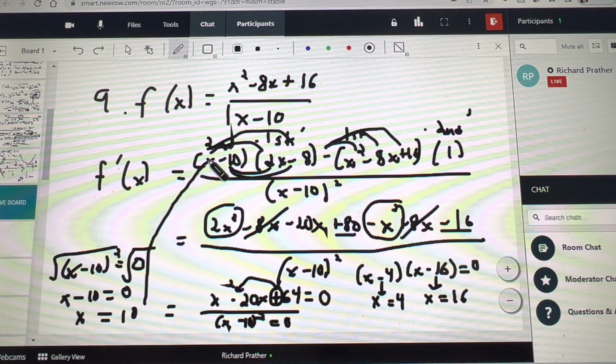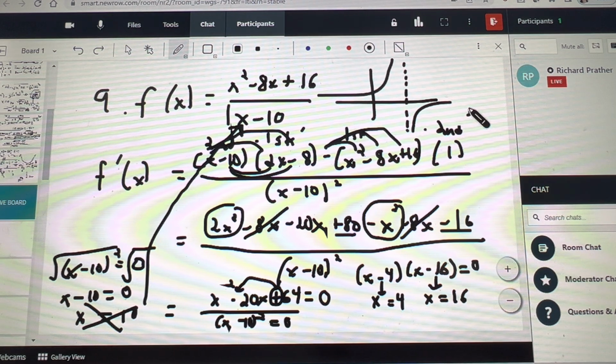But 10 makes the original function undefined also. So if a potential critical number makes the original function undefined, then it's not a critical number. And the main reason why is on this rational function, there's going to be a vertical asymptote at 10. And at a vertical asymptote, the graph doesn't exist there. You can't have a max or min at a spot the graph doesn't exist. So if your graph did something like this, there's no max or min at an asymptote because you never cross or touch that. Otherwise, I would have included that though. If it had been from a corner point instead of from an asymptote, then it could have been included as a critical number.